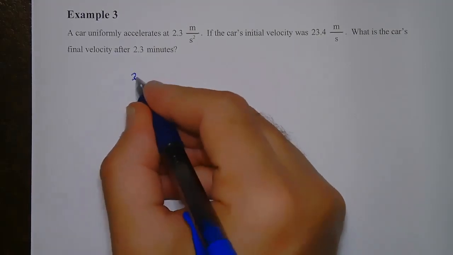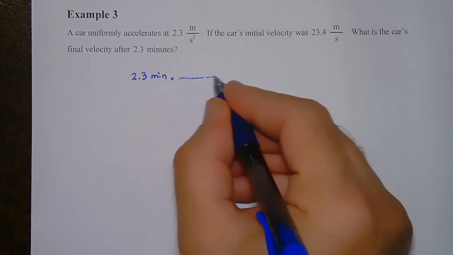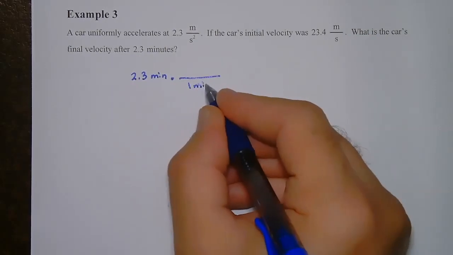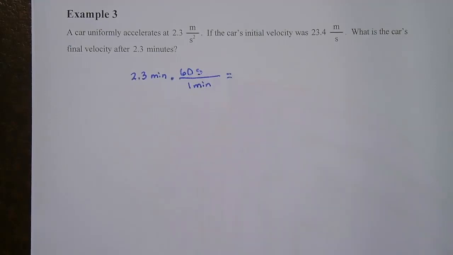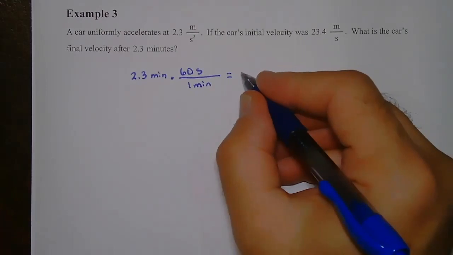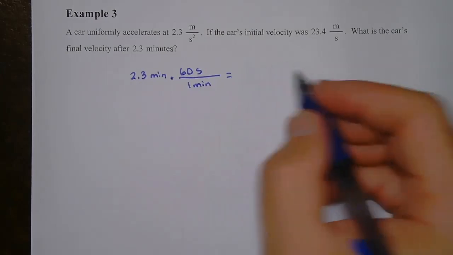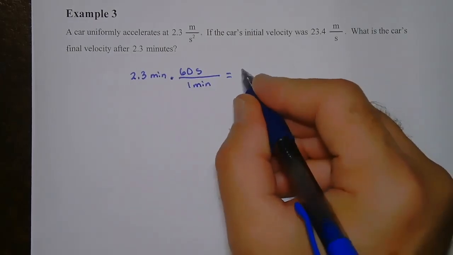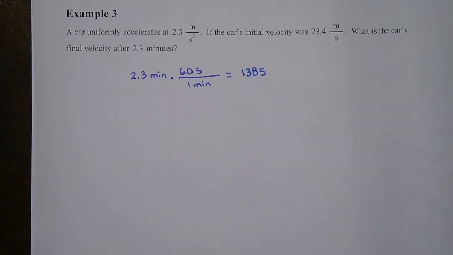So 2.3 minutes times, and we know 1 minute is exactly 60 seconds. So now this is 2.3 times 60, and we get 138. Now, I know we should only be using 2 significant figures, but we're going to need to use all of this. Otherwise, we create what's called rounding errors, okay? So we're going to use 138 seconds. We're going to use all of it. Otherwise, we come out with rounding errors.